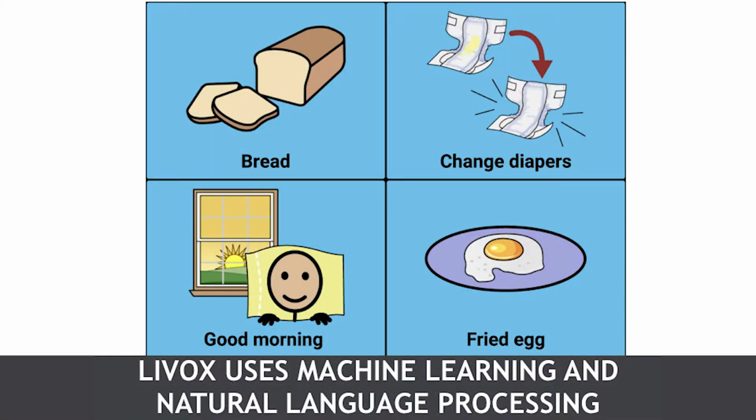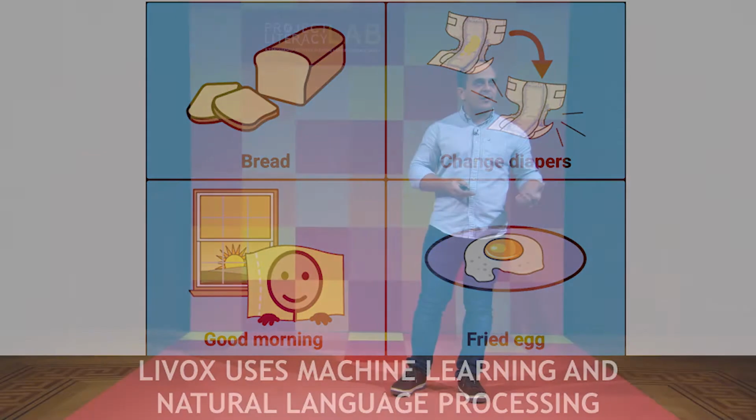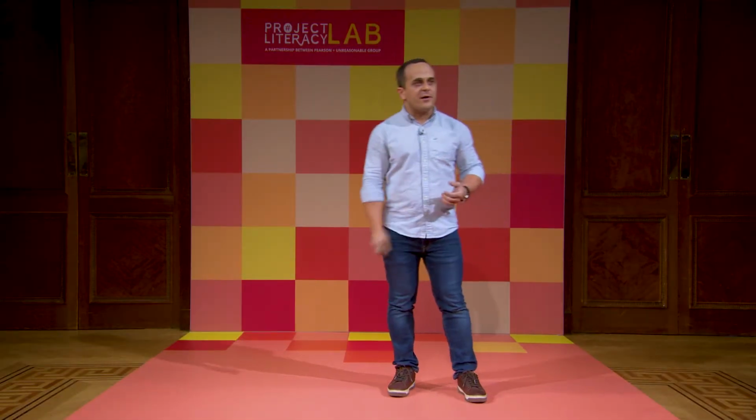We use machine learning to bring the right content depending on time and location, and also based on user data. So, for example, when it's morning, Livox automatically shows on my daughter's tablet something like this. So she can say, "Good morning, Daddy. Could you change my diapers, please? And I would like bread and a fried egg for my breakfast." Of course, depending on the location and the situation, Livox will bring different things, so they can communicate much faster.